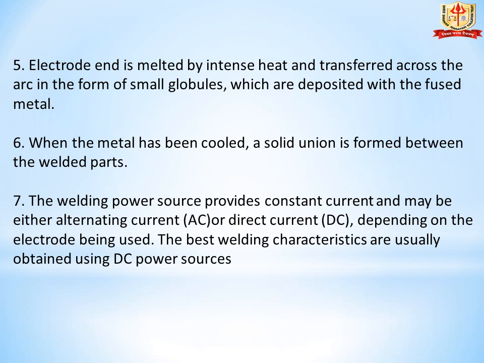Point number 7. The welding power source provides constant current and may be either alternating current or direct current depending on the electrode being used. The best welding characteristics are usually obtained by using DC power sources.